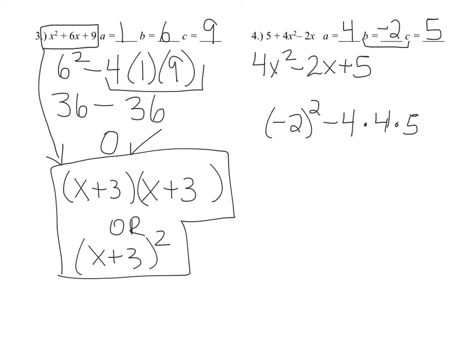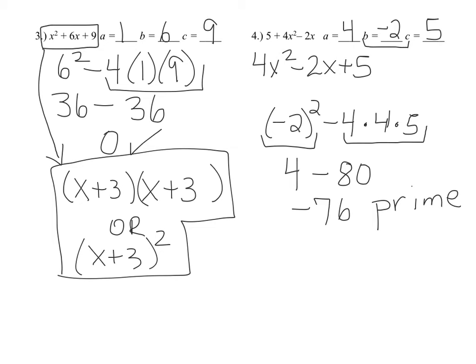So that's B squared minus 4AC. So be careful. Negative 2 squared is positive 4. B squared, after you square it, will never, ever, ever be negative. So be careful about that. And then you multiply 4 times 4 times 5, which is 80. So I have 4 minus 80. And 4 minus 80 is negative 76. And negative 76 is not a perfect square. So we would say that this polynomial is prime. And when I say this polynomial, I'm talking about this guy right here. That is prime. We cannot factor that into binomials.